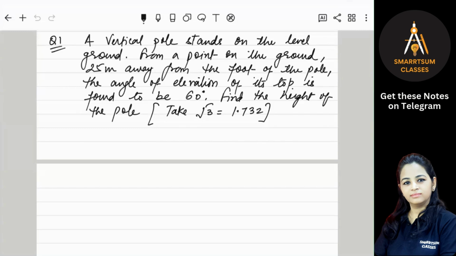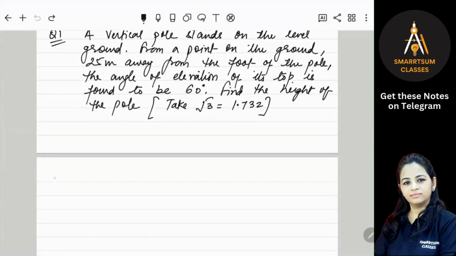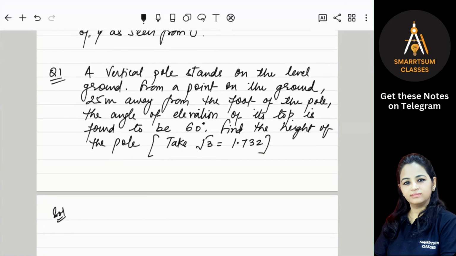A vertical pole stands on the level ground. From a point on the ground, 25 meters away from the foot of the pole, the angle of elevation of its top is found to be 60 degrees. Find the height of the pole. So what is given here? Very first, let's understand the question. There is a vertical pole which is standing on the ground level, and from a point on the ground, which is 25 meters away from the foot of the pole, the angle of elevation is given here, that is 60 degrees.